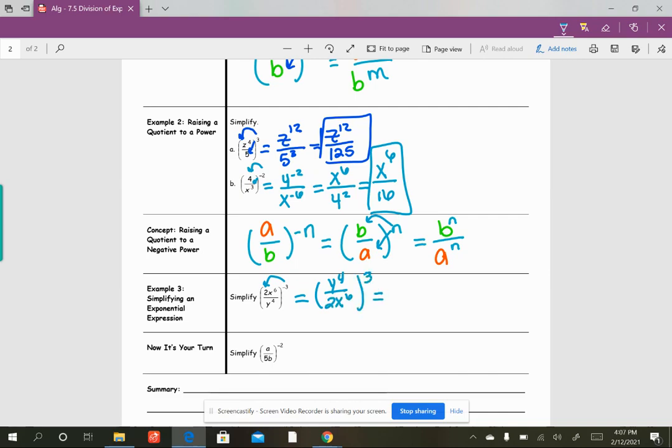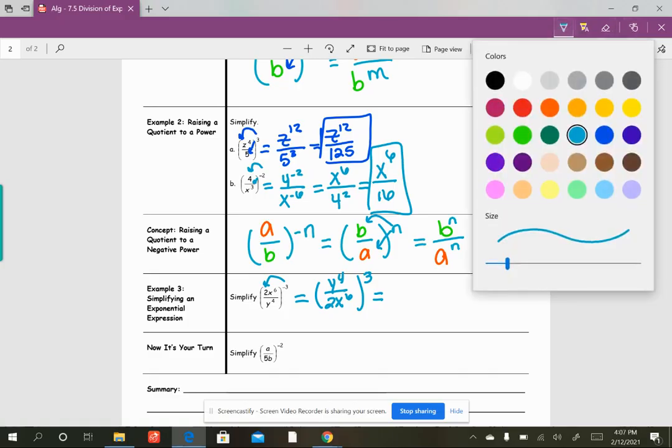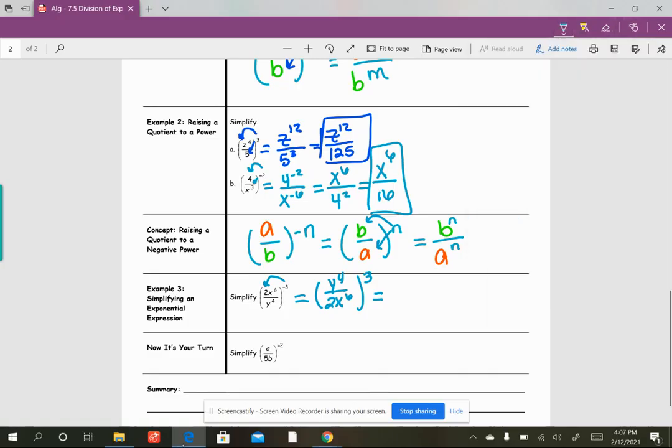And the -3 becomes positive, and now we distribute that. I wonder if it'll erase now. Maybe not, okay. So we distribute the 3, and this becomes y to the 12th power because we are multiplying. 3 also goes down to the 2 and the x, so it becomes 2 to the 3rd, x to the 18th. And we need to simplify 2 to the 3rd, so we have y to the 12th power over 2 to the 3rd, which is 8x to the 18th power.